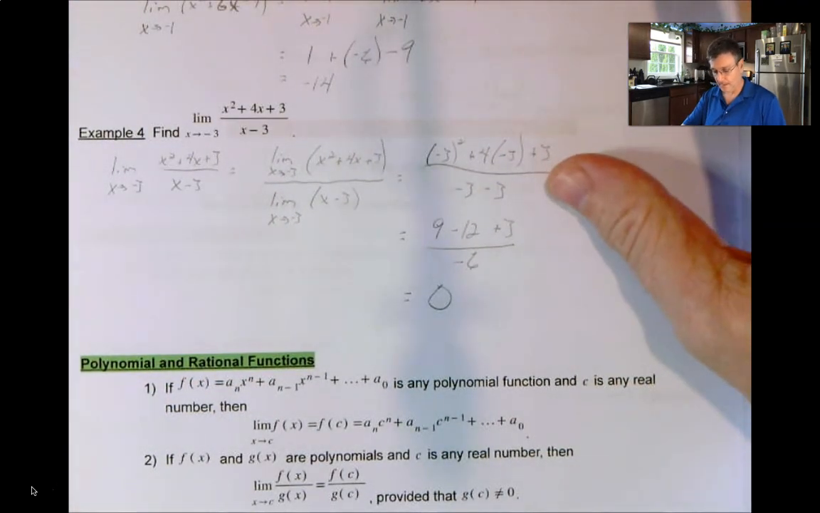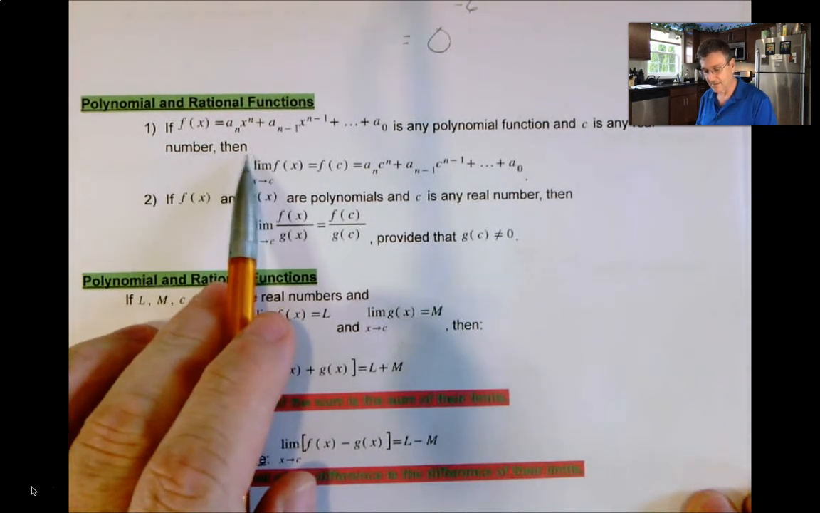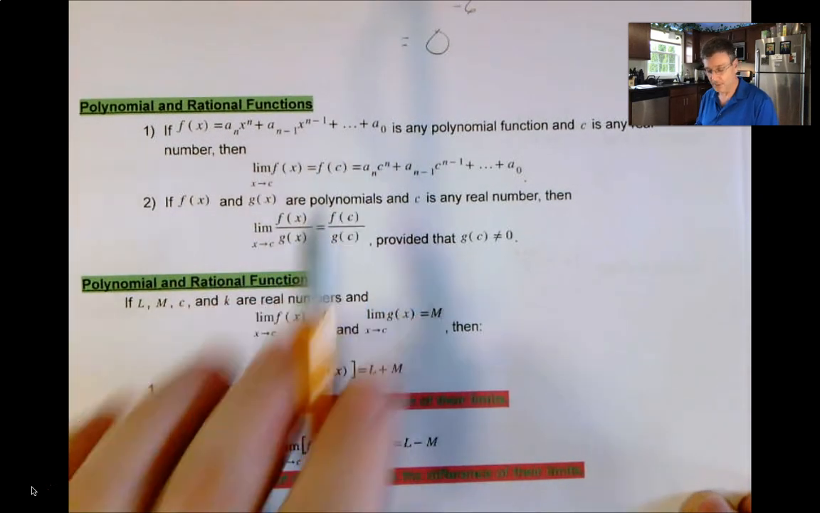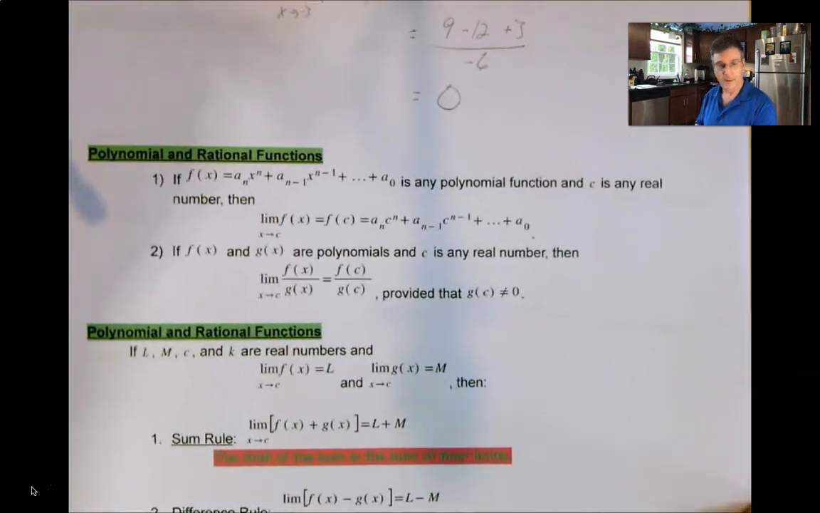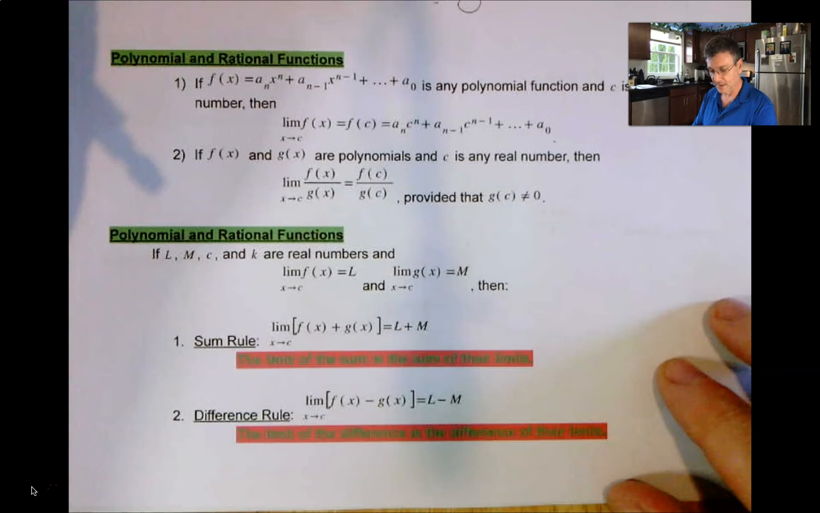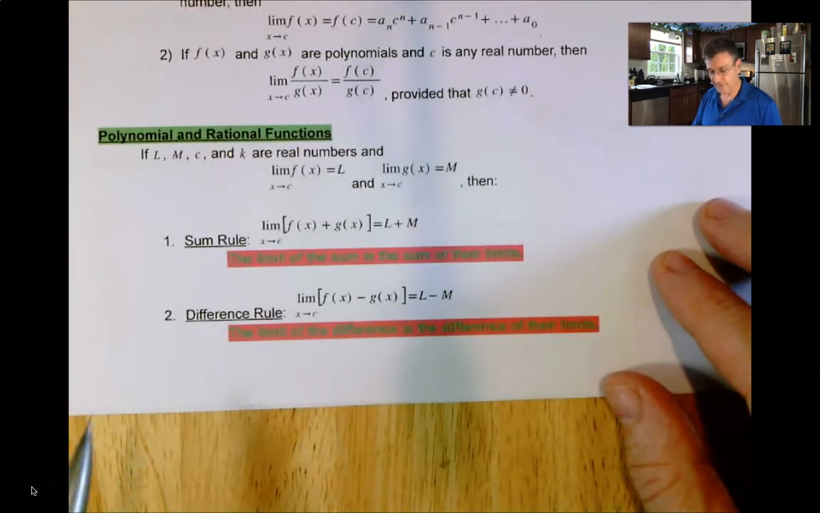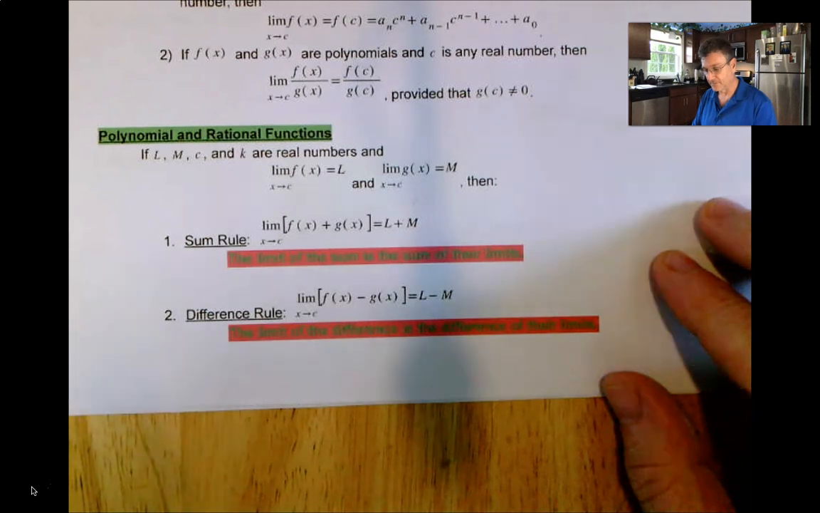Now, what this next section is telling us is that with polynomials, you can do direct substitution, which is what we just did in the previous few problems. And here's where we get our sum and difference rules. The limit of the sums is the sum of the limits. The limit of the difference is the difference of the limits.